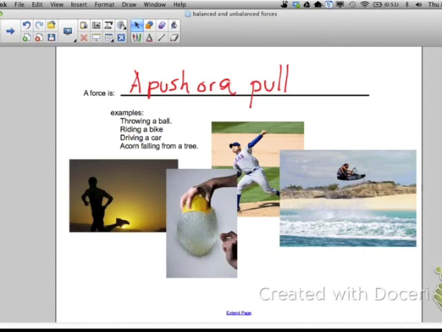I see a bunch of different pushes here. The pitcher that's throwing the baseball. I see the balloon here, where the water is pushing outward as a result. I see the person on the wakeboard. He's shooting up in the air. He's being pulled, and the guy pushing is the jogger as well. He's pushing the ground, and as a result, he's being propelled forward.